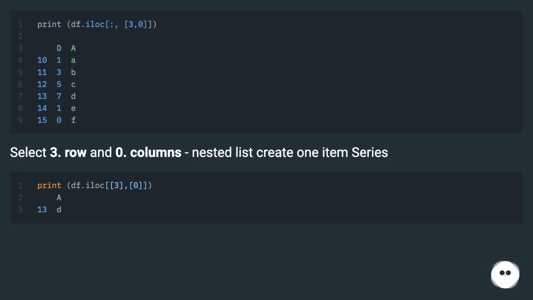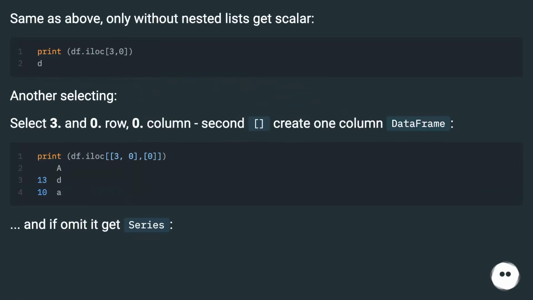Columns, nested list, create one item series. Same as above, only without nested lists, get scalar. Another selecting. Select 3 and 0. Row 0, column second, create one column data frame. And if omitted, get series.